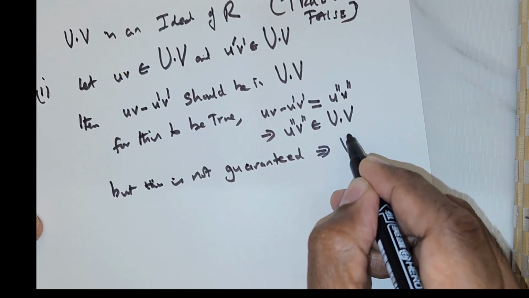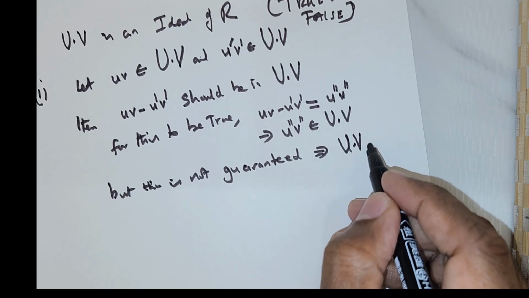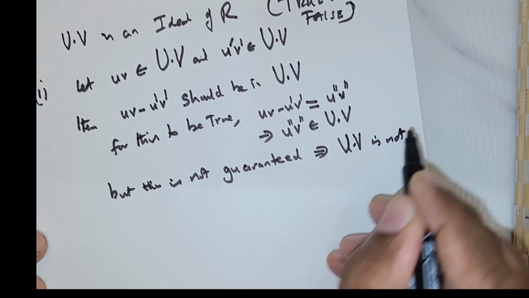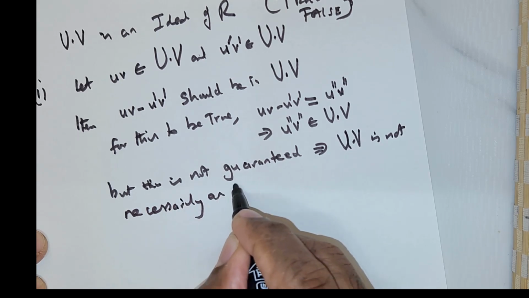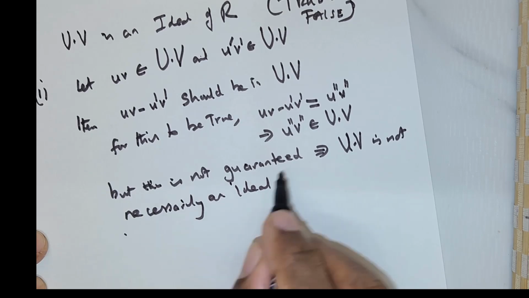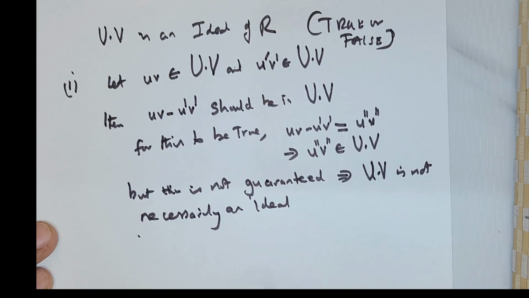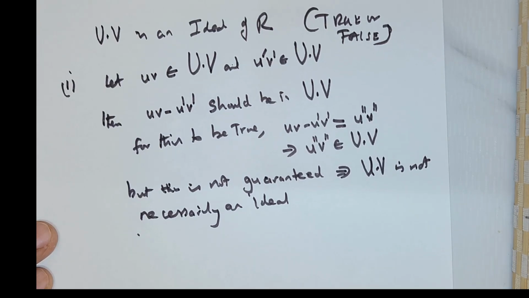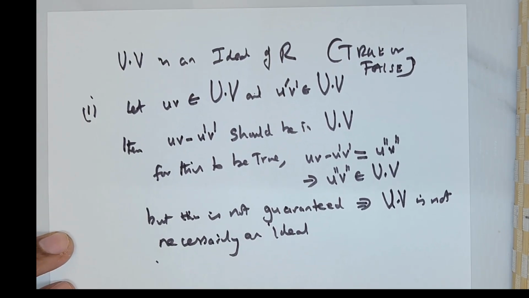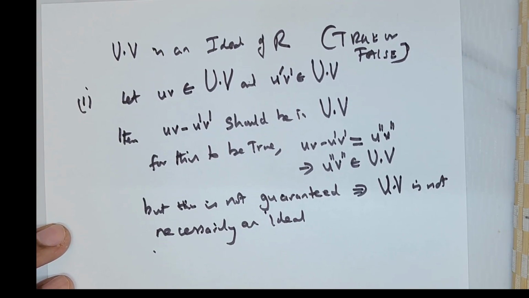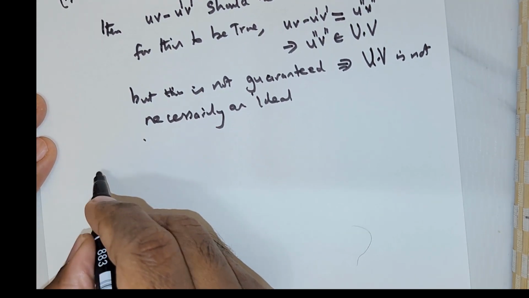So this means U dot V is not necessarily an ideal. Okay, so since there is no guarantee, we cannot conclude that U dot V is an ideal. So the property 1 fails. So we can outrightly conclude the conclusion that I have just mentioned here. Let's move on. Now this is the third statement given.